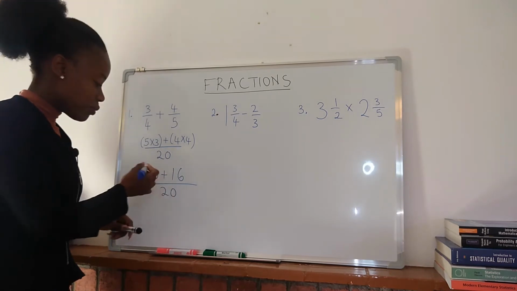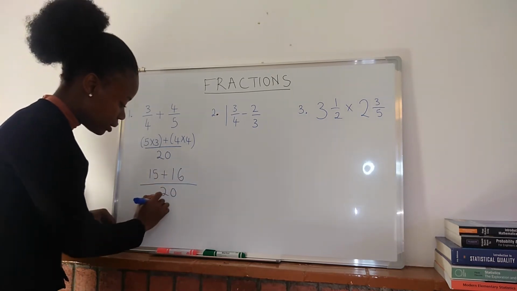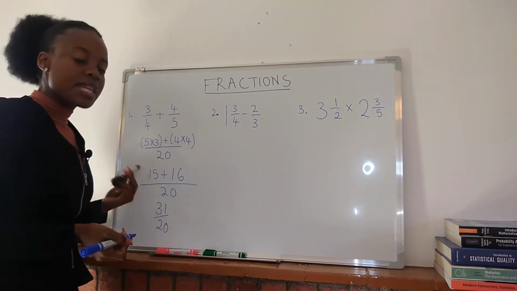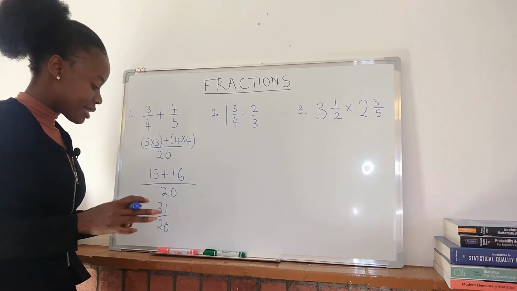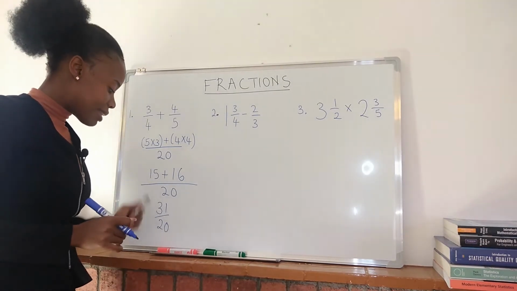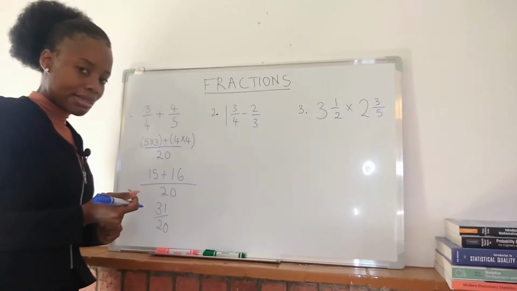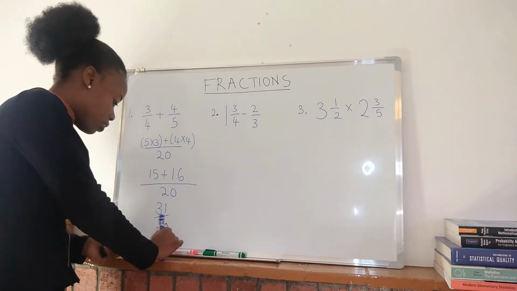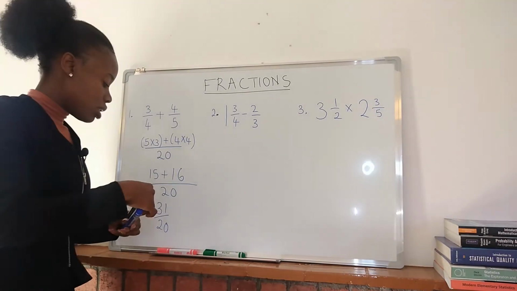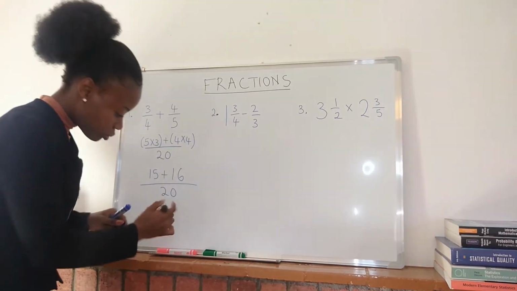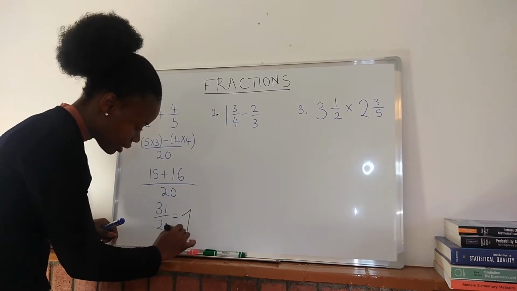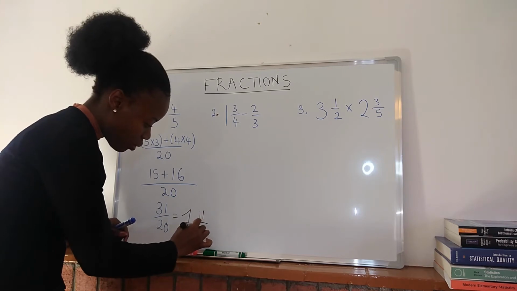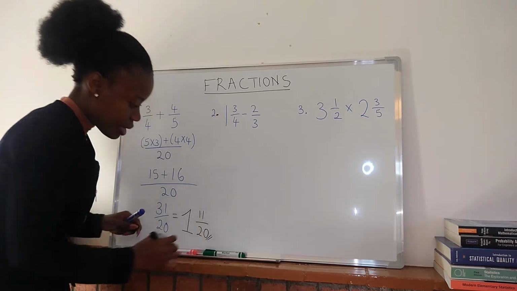15 plus 16 is 31. We have 31 over 20. This is an improper fraction. We want our final answer to be a mixed fraction, right? So we're going to say 20 into 31 is 1, remainder 11. So 11 over 20. This is our final answer.